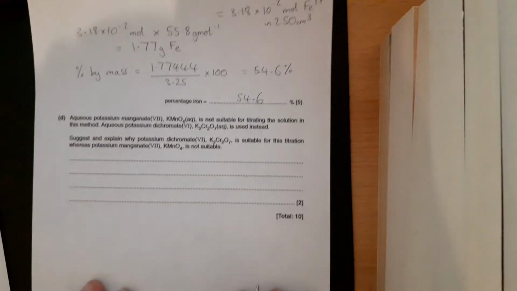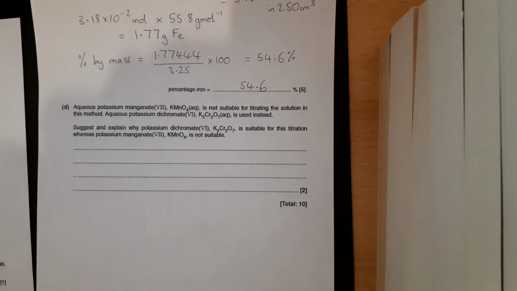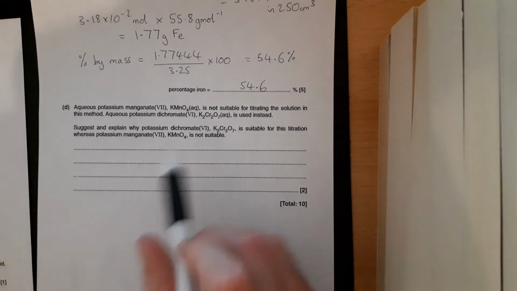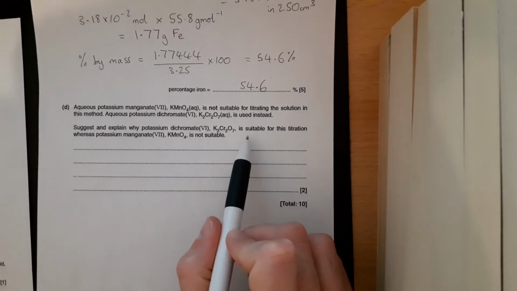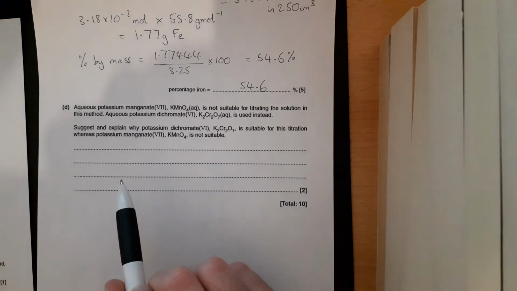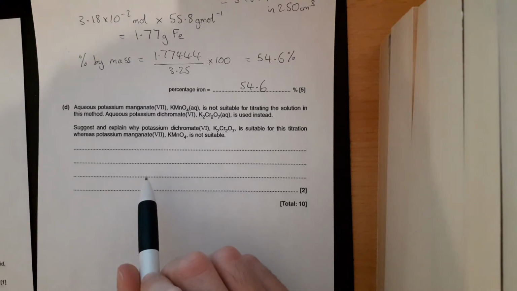Right, and then finally, the last question here, what's it saying? It says, aqueous potassium manganate is not suitable for titrating. Okay, you could use that. That's an oxidizing agent, the same as potassium dichromate, but they've used potassium dichromate here. Suggest and explain why potassium dichromate is suitable, whereas potassium manganate is not suitable. Okay. So why would that be? That's a bit odd.